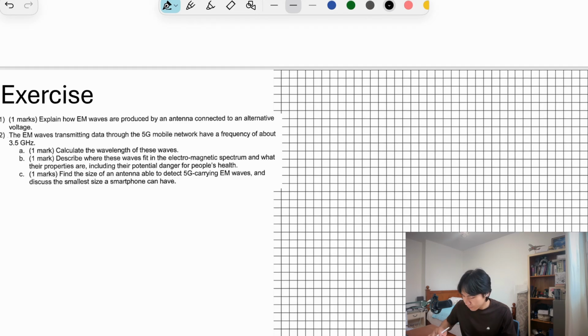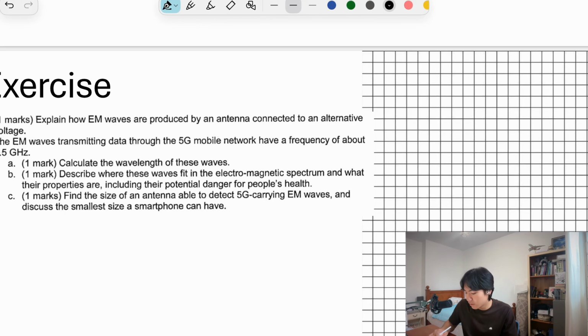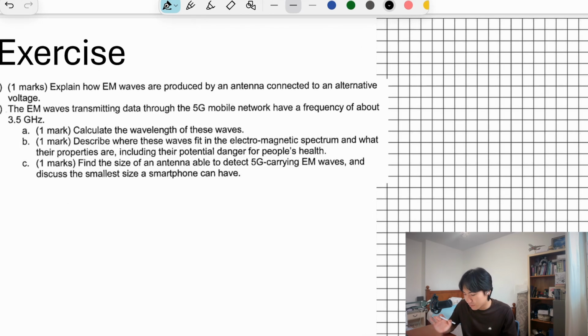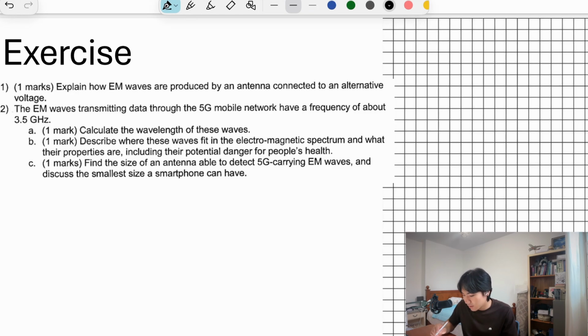So I was going to do this exercise here, but I think I explained enough how an electromagnetic wave can be produced through an antenna. And I also mentioned how a 5G mobile phone actually belongs to the microwave spectrum. So I'll leave this as an exercise to the viewers.